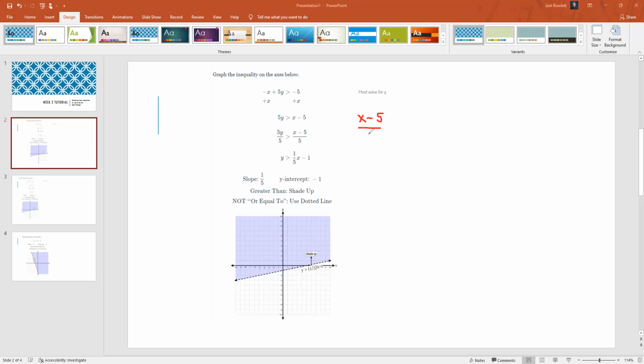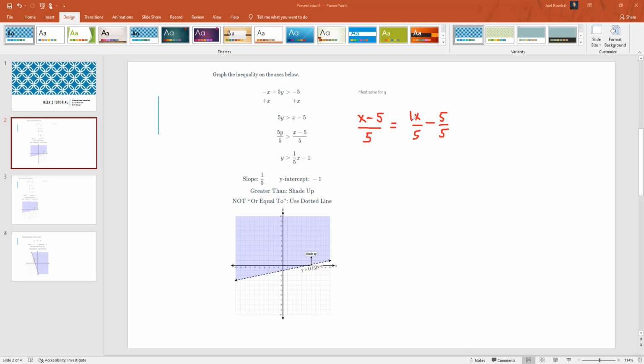Since we have one denominator here, and we have two terms in the numerator, we can actually break that up into two fractions. In other words, this is the same thing as the first term divided by 5 minus the second term divided by 5. And 5 divided by 5 is 1. So that will leave us with 1/5 x minus 1.